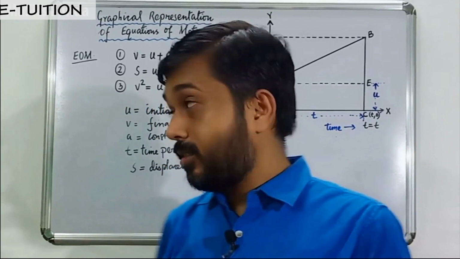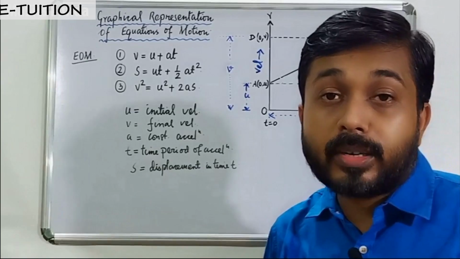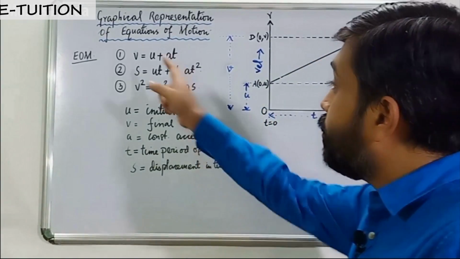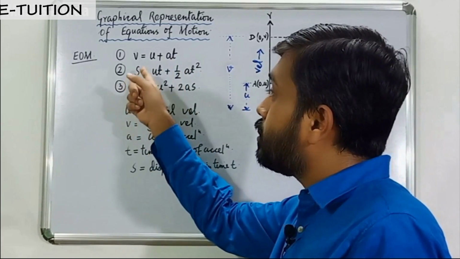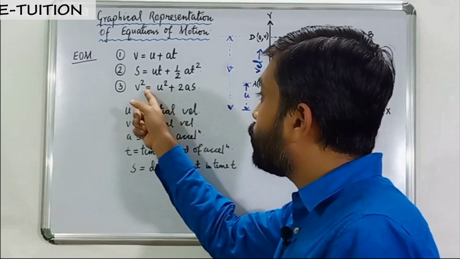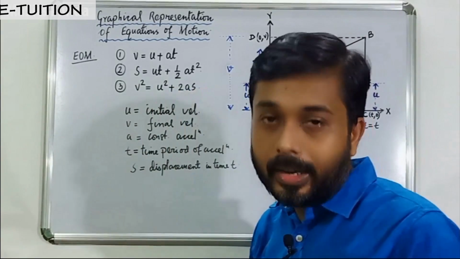So here it is. The equations of motion, as you might have already come across while studying the chapter, are v equal to u plus at, the second one being s equal to ut plus half at square, and the third one is v square equal to u square plus 2as.